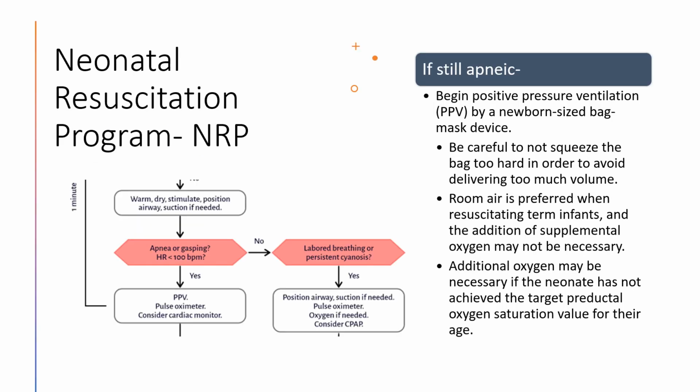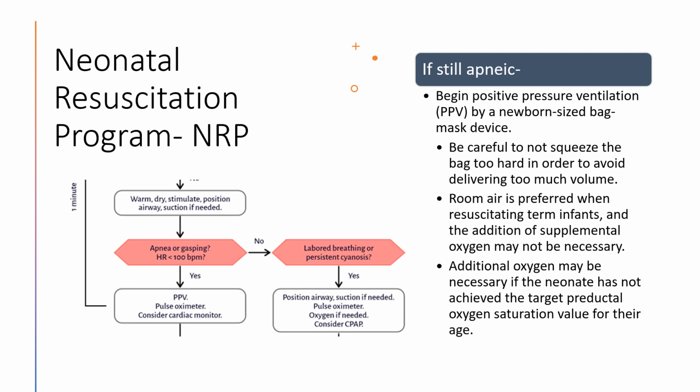So here's the next, and I'll show you guys the full outline here at the very end. After that 1 minute, positive pressure ventilation if the heart rate's less than 100. If it's less than 60, we're going to go straight to compressions. If it's between 60 and 100, positive pressure ventilation.